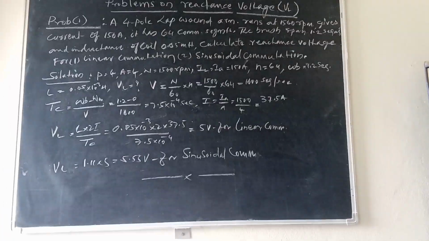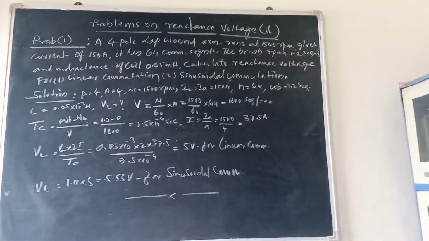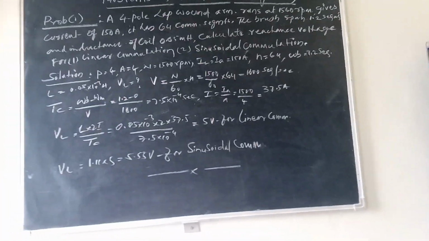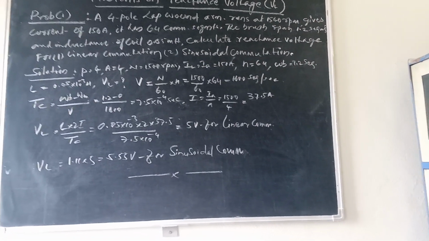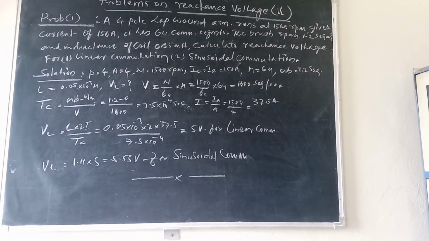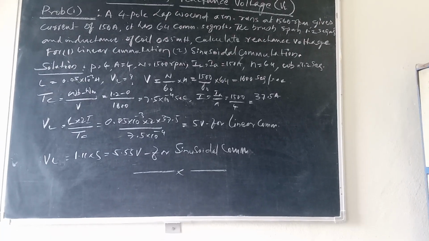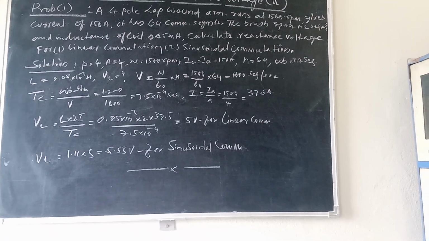As we know, for sinusoidal commutation, the form factor is to be multiplied with the actual value of the linear commutation, and you will get the sinusoidal commutation voltage drop as 5.5 volts.